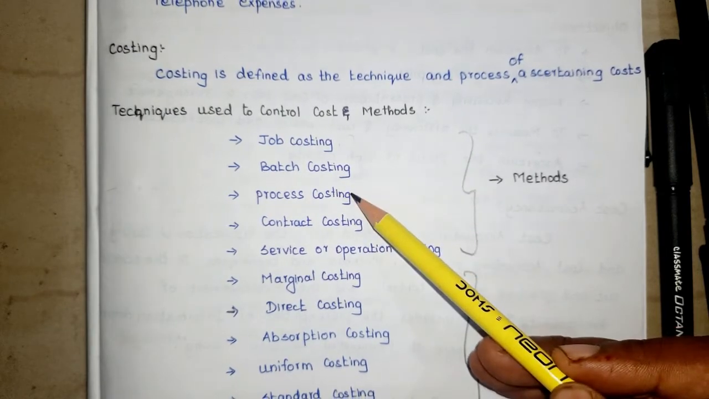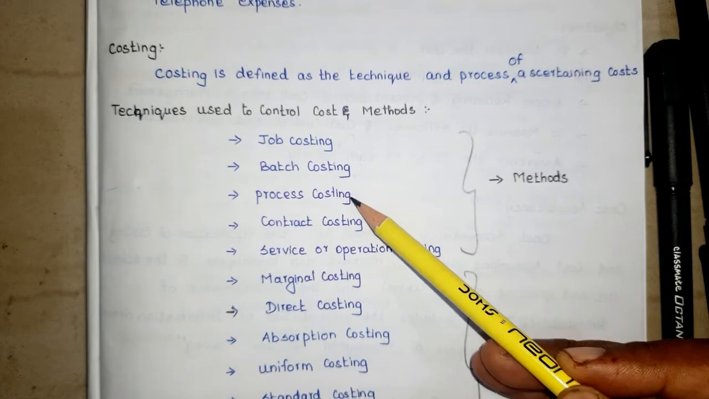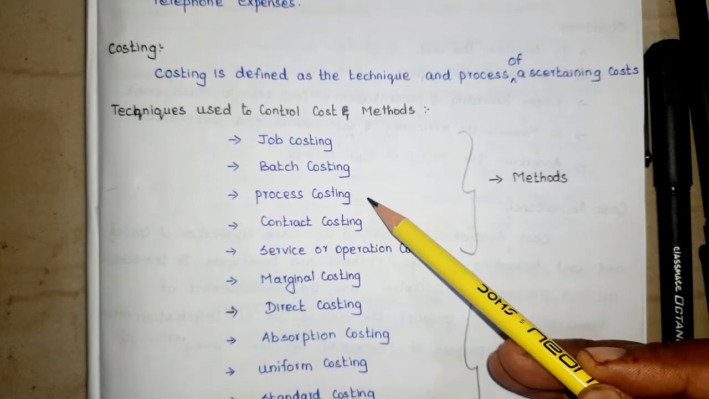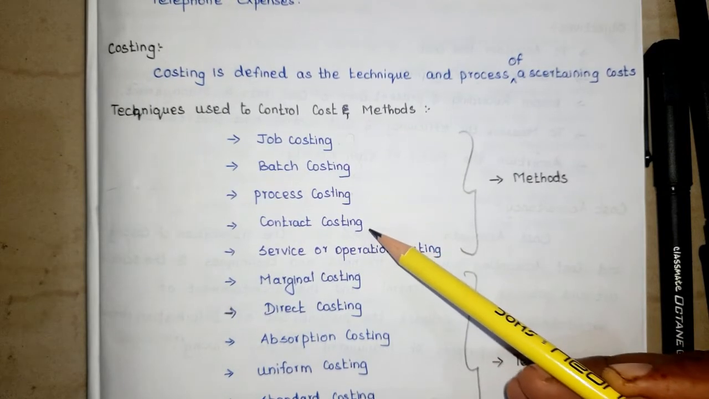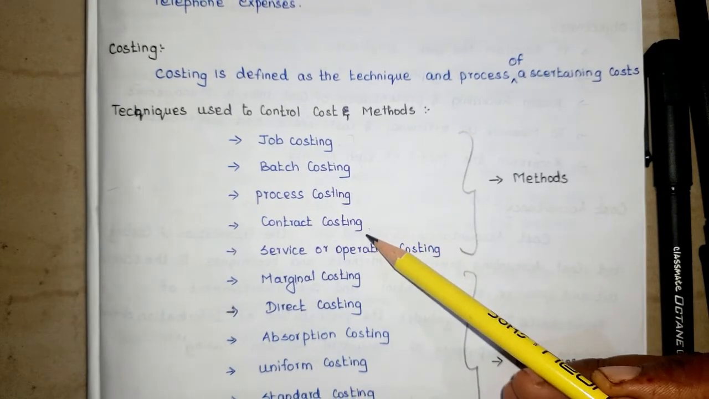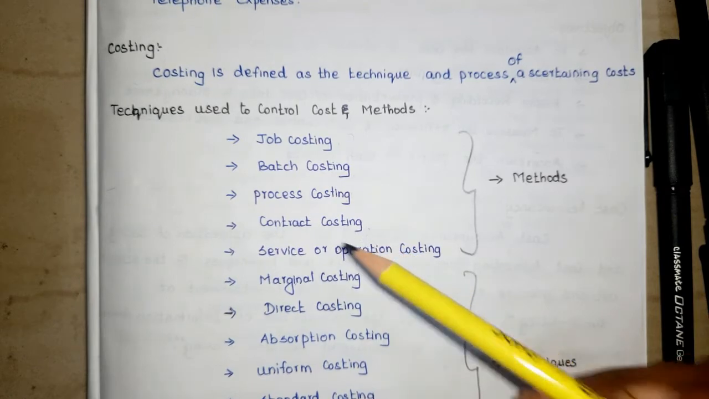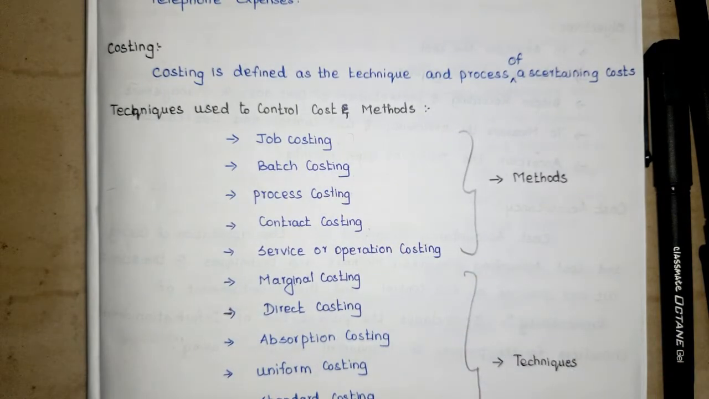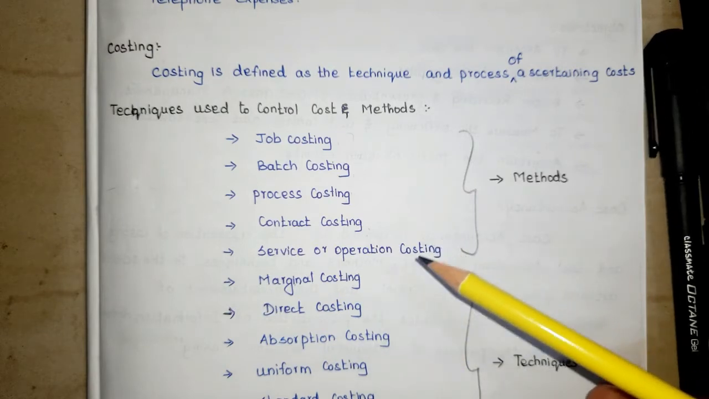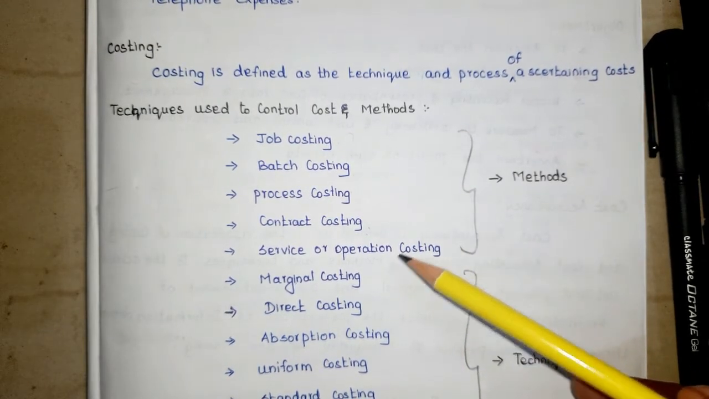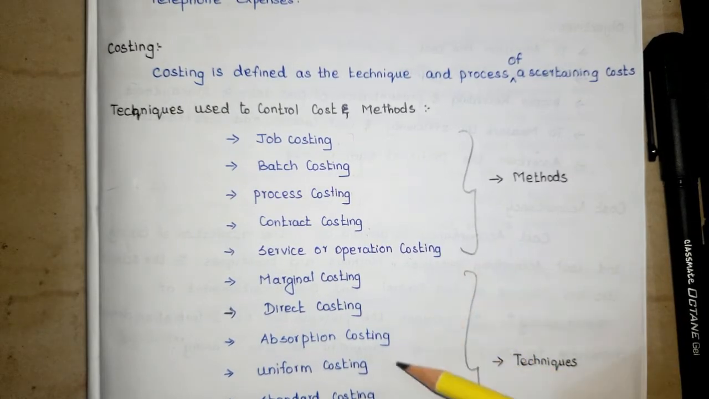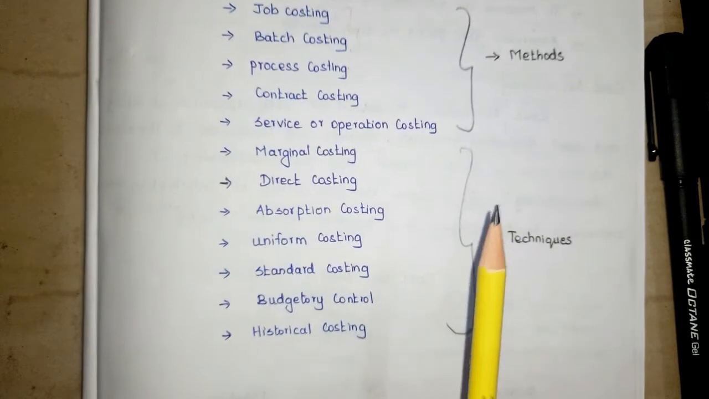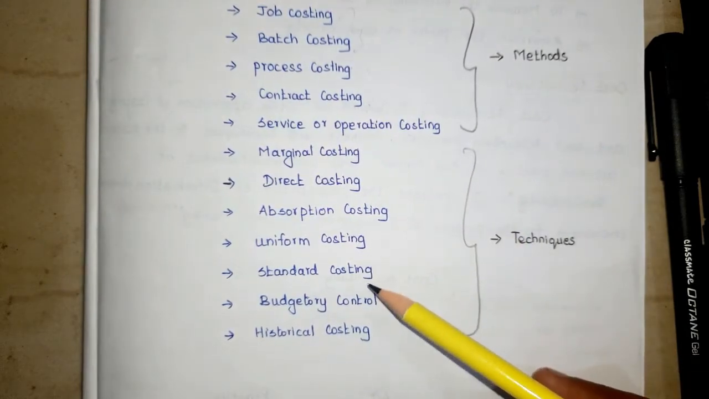Then the next is process costing. Here, identical products are produced. Example, manufacture of erasers, chemicals, etc. The next one is contract costing. Big jobs are involved, which require more time and comprise lots of activities. Service or operation costing relates to hospitals. The other techniques given in the sequence we will be seeing in the upcoming videos.